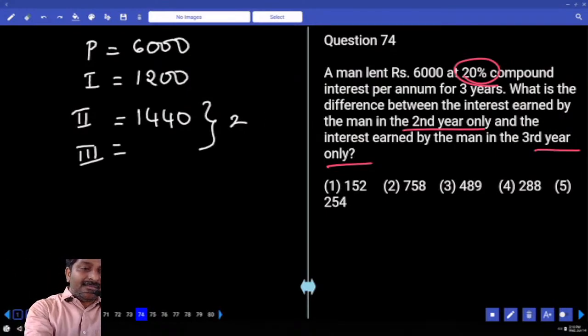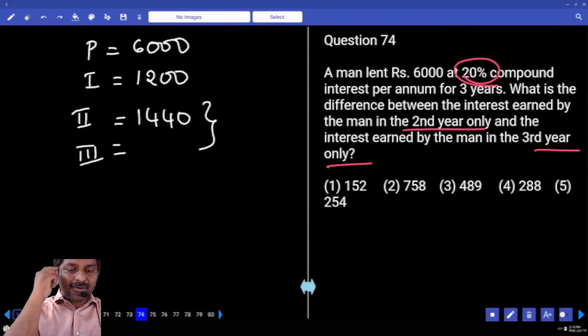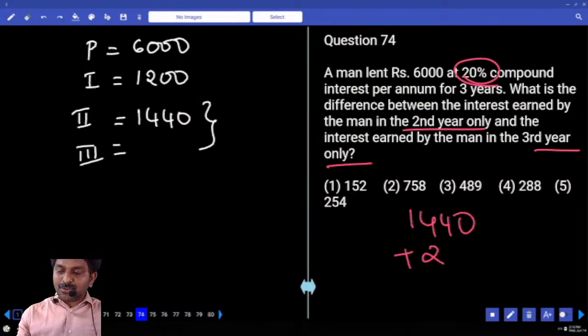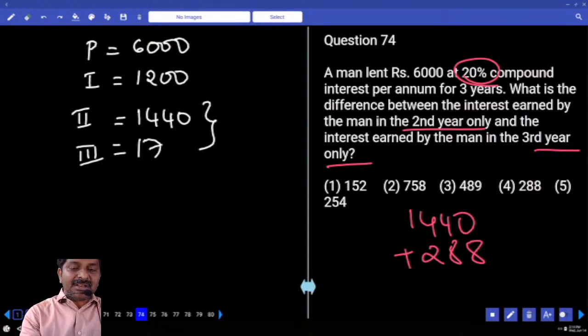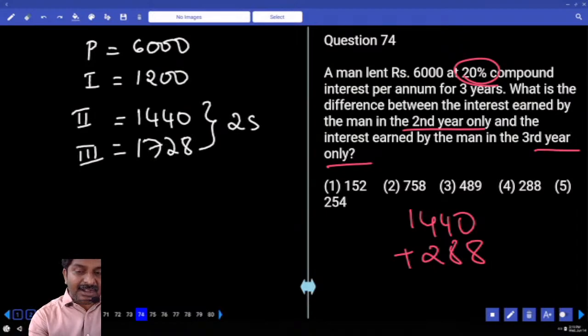Visualize one step extra. After calculating 20% of this number, what do you need to do? 1,440 plus 288, which is 1728. Correct. And the difference is 288. Now what I was saying, we already have the second number as 1,440, and to get this number it is 1,440 plus 288. Difference in the sense that extra 288 only.